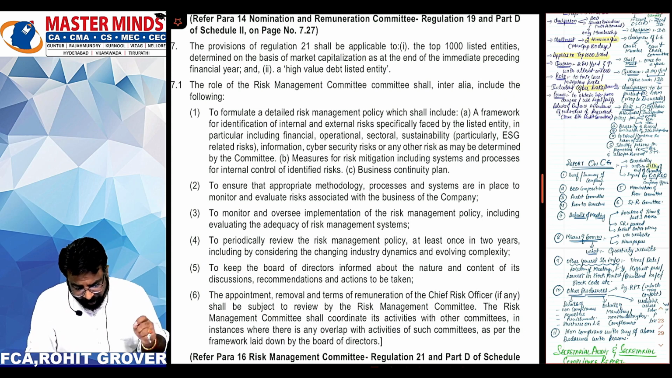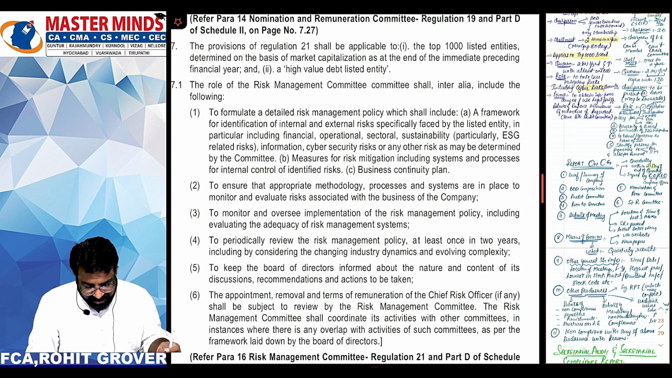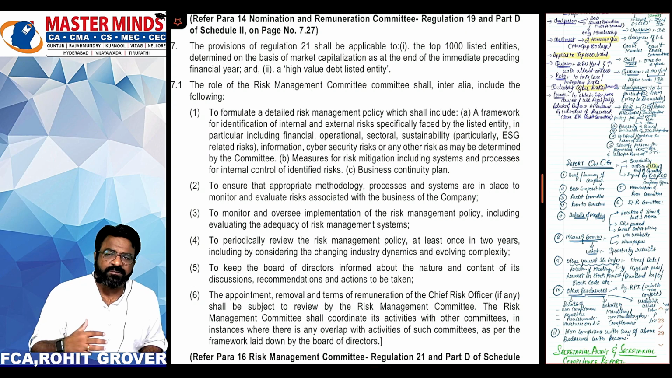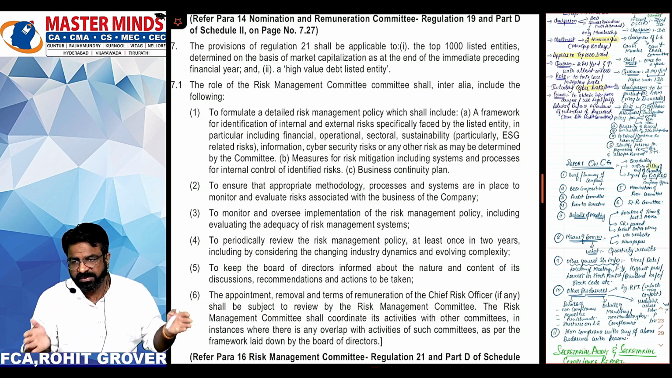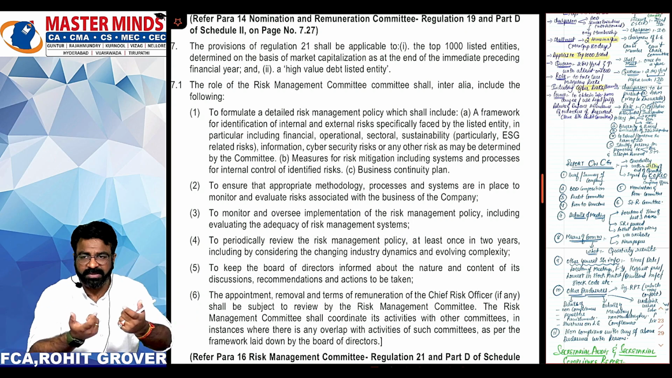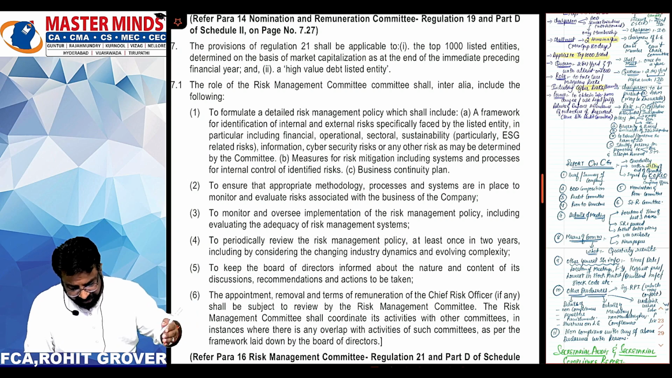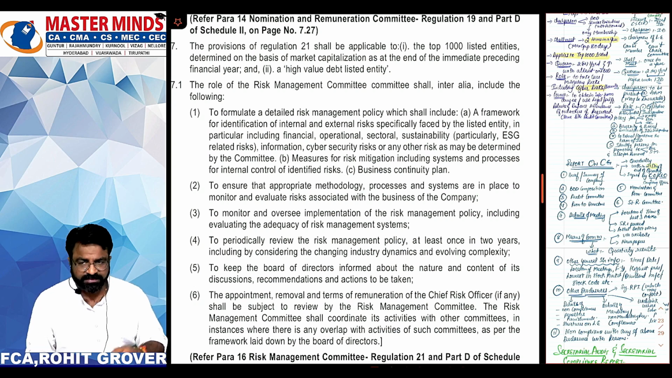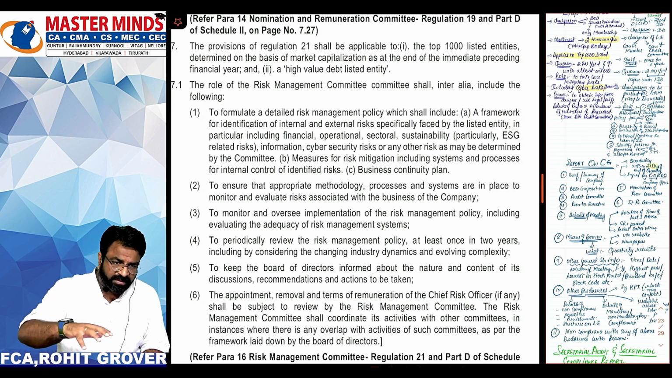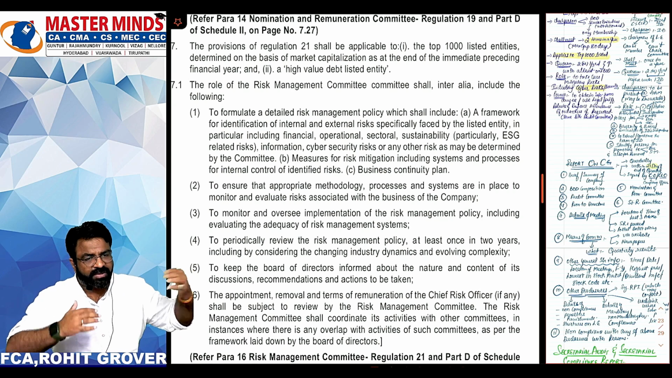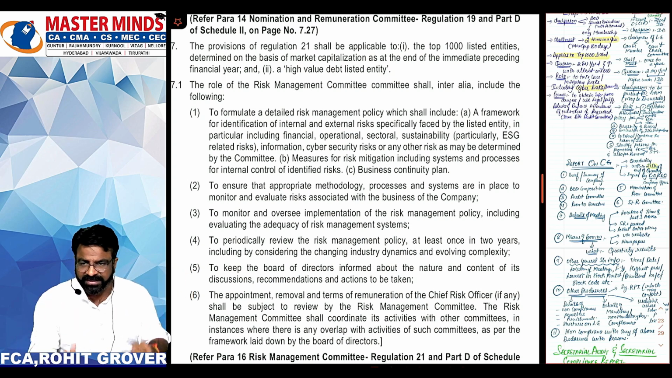To ensure that the appropriate methodology, processes, and systems are in place to monitor and evaluate the risk associated with the business of company. It means a special set of tools, special set of control system, and special set of team shall be developed, whose work is only to look around the company and identifying the internal and external risk. To monitor and oversee the implementation of the risk management policy, including evaluating the adequacy of risk management system. So they will keep on reviewing the policy. If they think that the policy is falling short of commensurating with the nature and size of the entity, they will review it accordingly. They will increase the systems or decrease the systems.